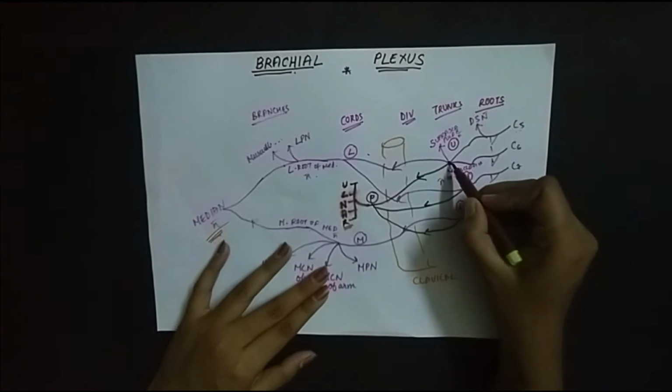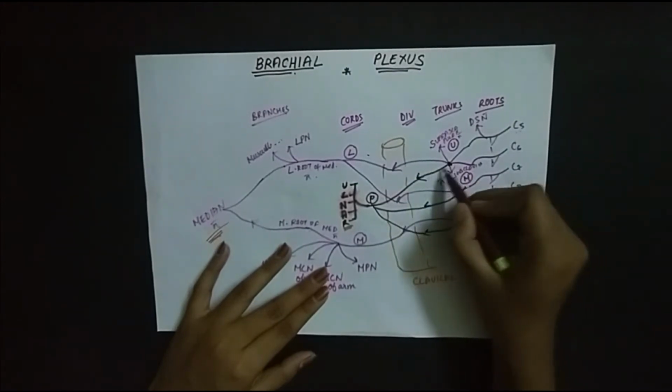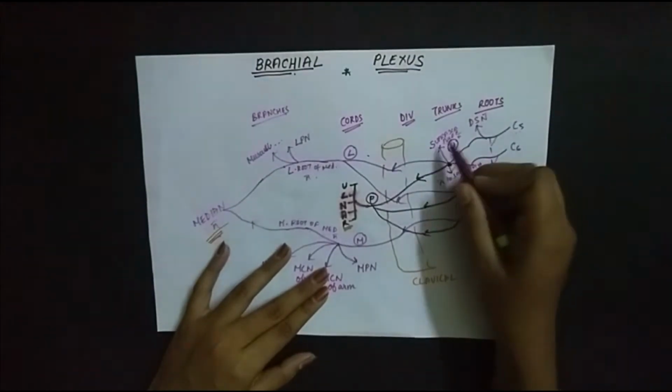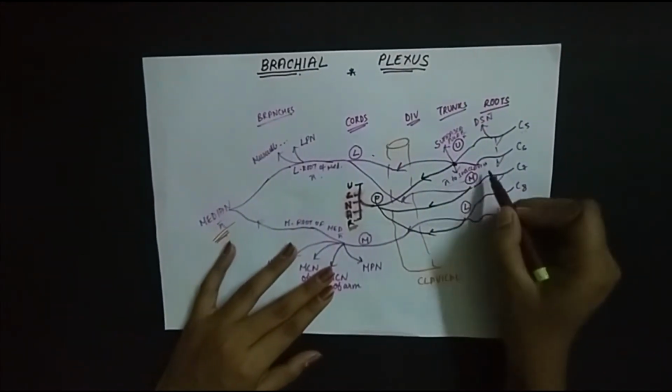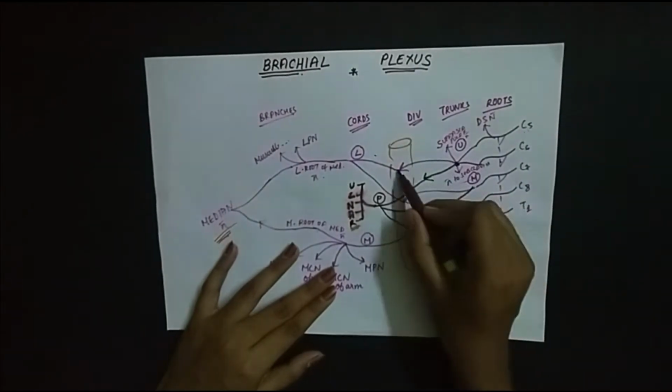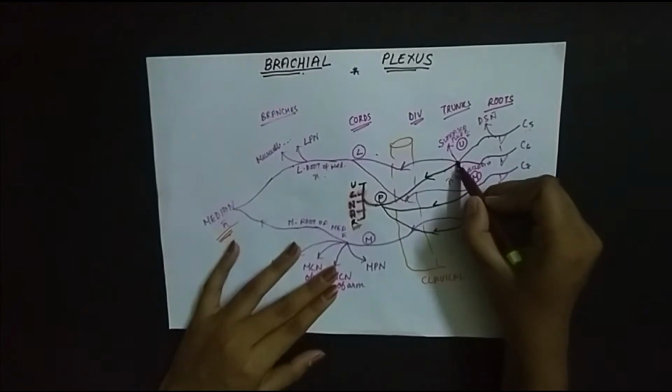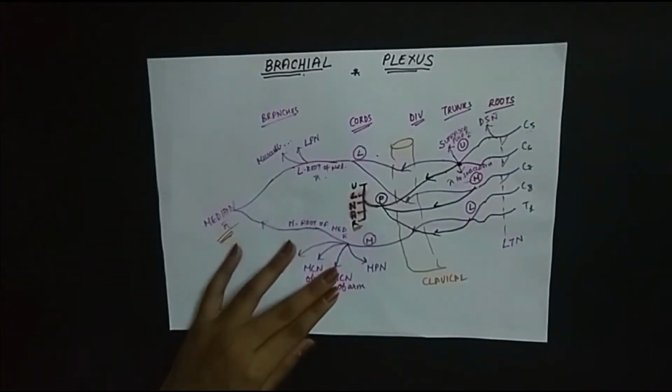This upper trunk, before giving divisions, gives two more branches, that is the suprascapular nerve and one more, the nerve to subclavius. Okay, and then the anterior and the posterior division. So 1, 2, 3, 4 and 5, 6. So this point is called the Erb's point.